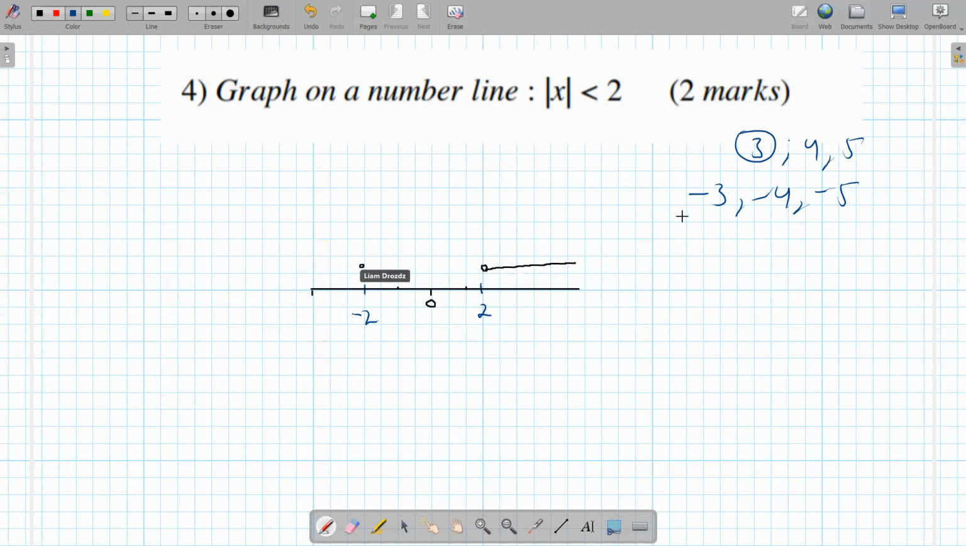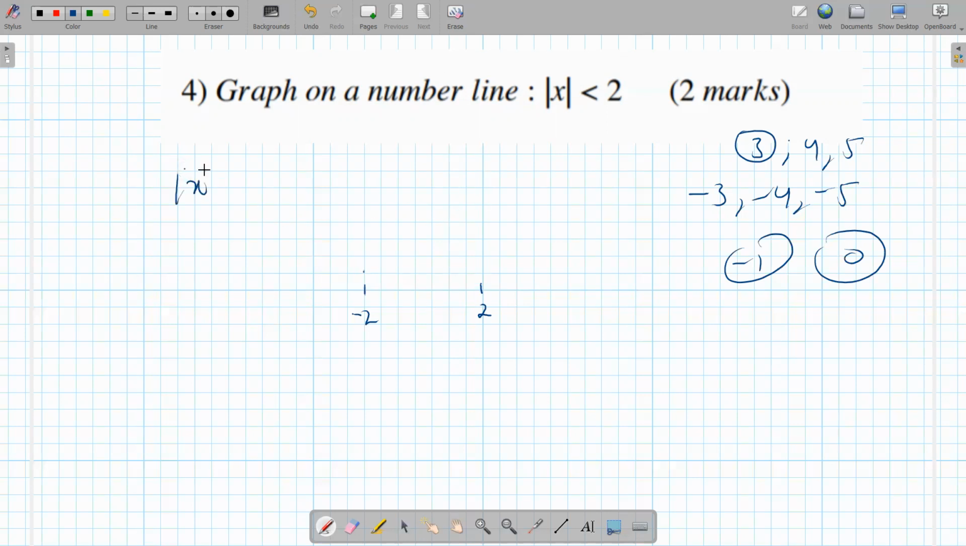No, not going that way. It's not going to work. Oh wait, yeah, because 3 doesn't work. But -1 works, 0 works. So it's this way, all the way to here. Yeah, and there we go. That's the answer. Okay, we're going to do another one. You're going to do this.